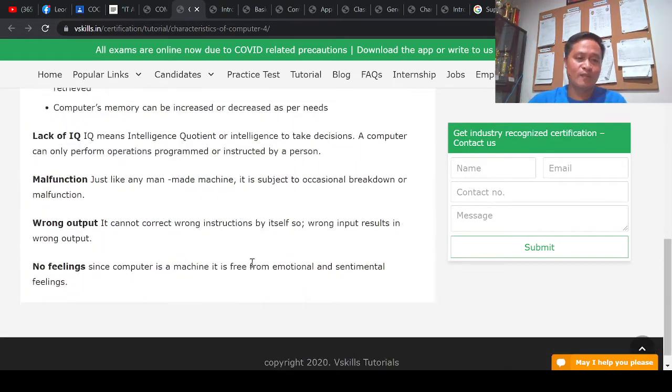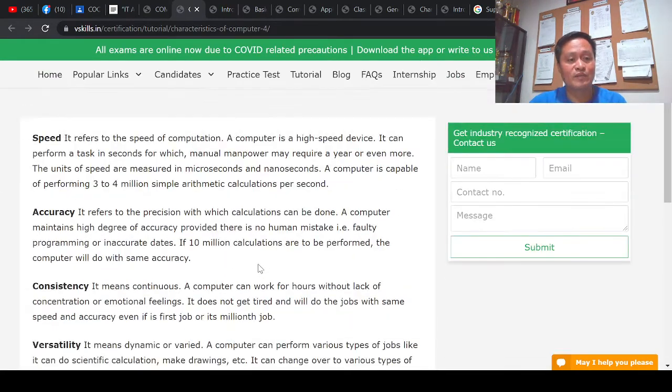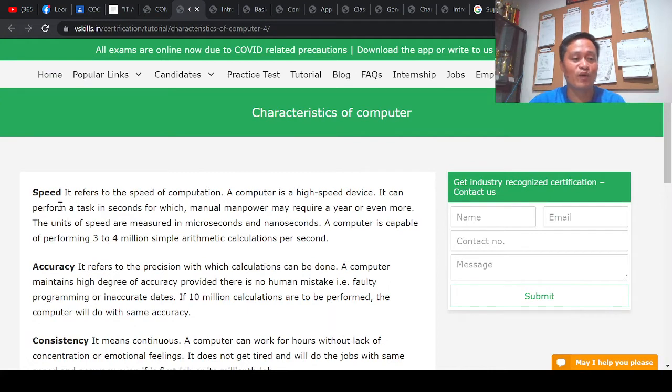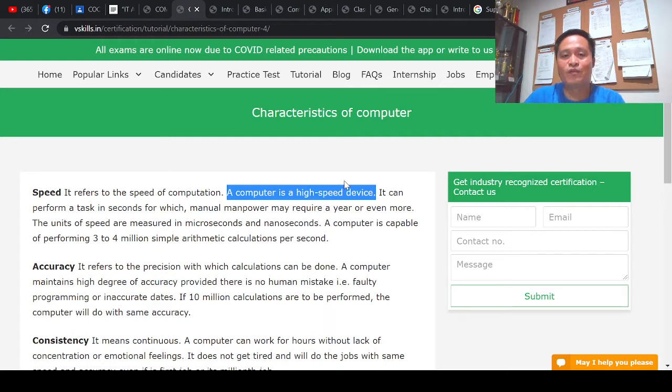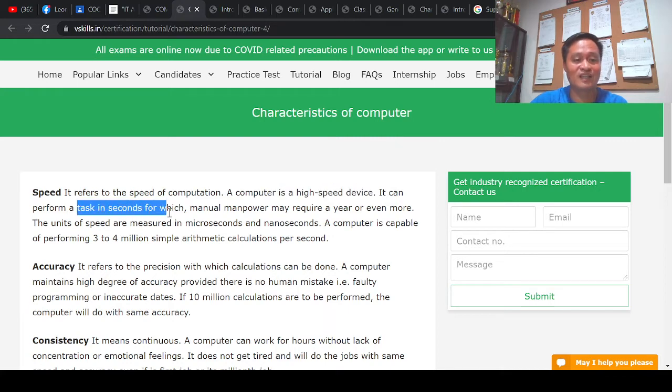There are actually several characteristics of computer, but I'll try to discuss them one by one. Number one is speed. When you are going to use computer, speed is not an issue. Okay, a computer is a high-speed device. It can perform mathematical operations or logical operations in a very fast manner. Okay, it can perform tasks in seconds. All right. So that's number one characteristic of computer.